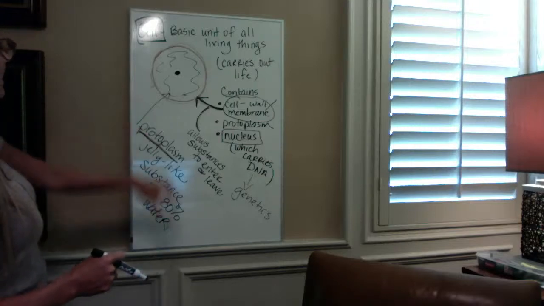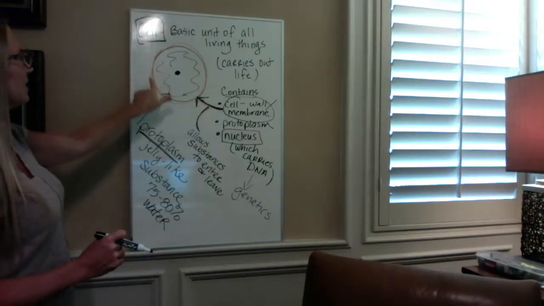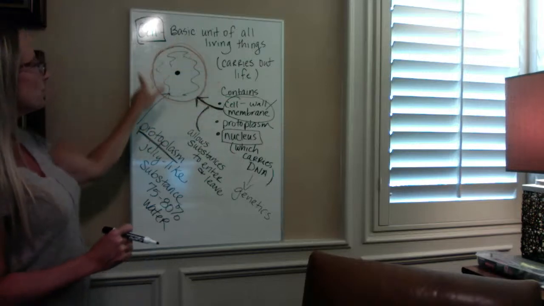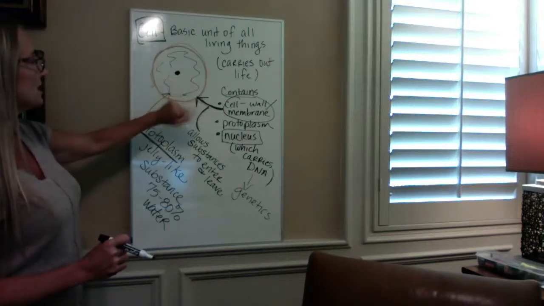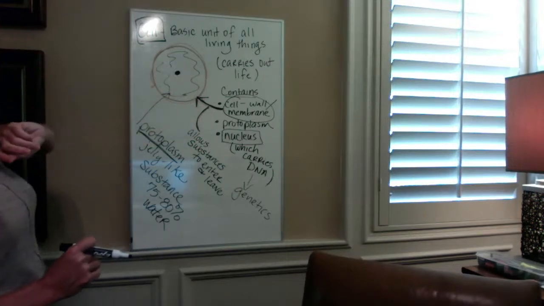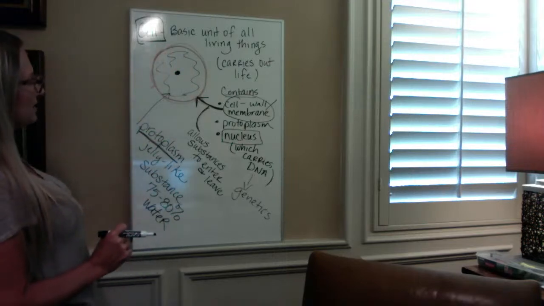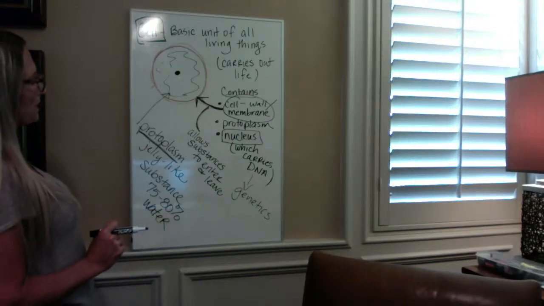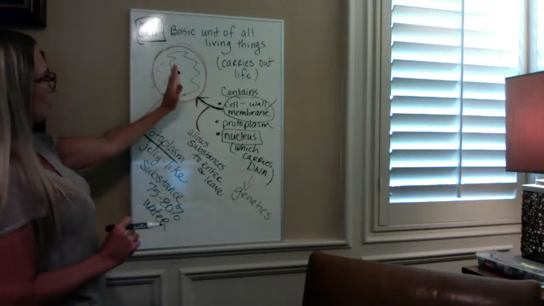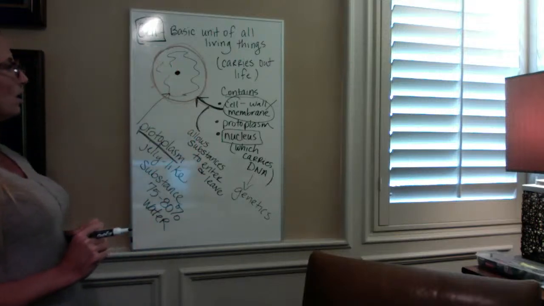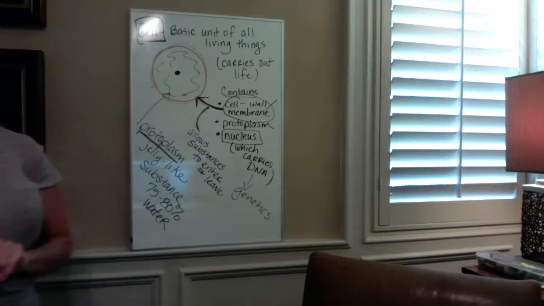So let's review that again. Cell, basic unit of all things, carries out life. It has a cell wall, also called a cell membrane. It has protoplasm that's jelly-like, that has other structures that are amazing for our human cells, composed primarily of water, a jelly-like substance, a lot of water actually. And there are substances that are allowed to come and go through this cell wall, this cell membrane, and then DNA is found in the nucleus.